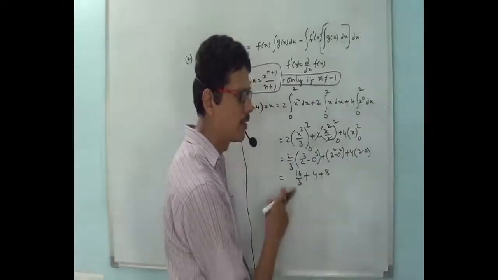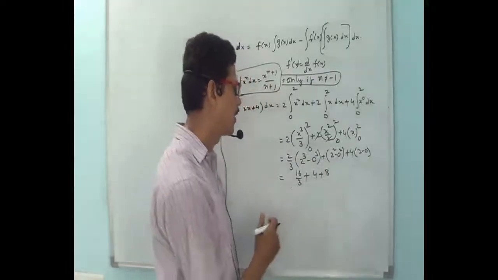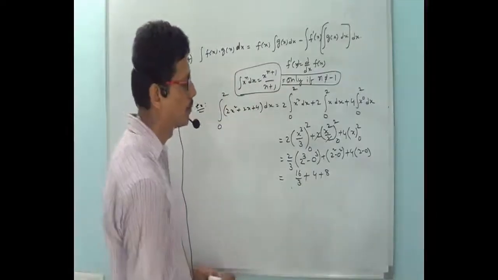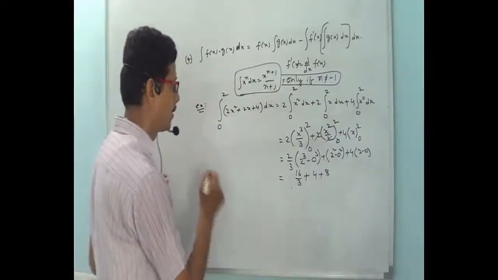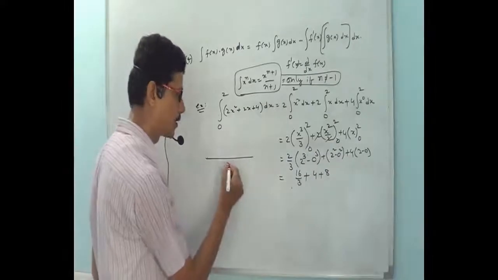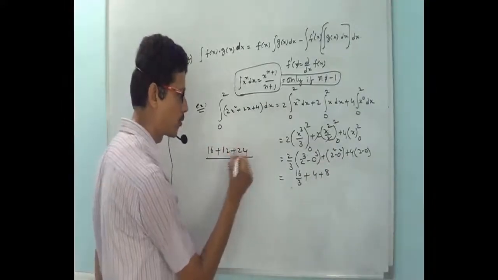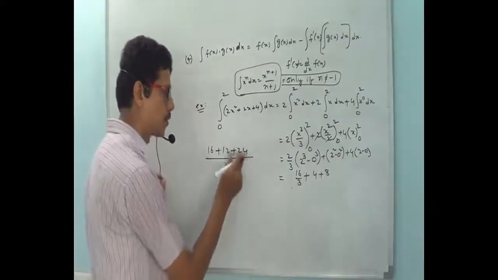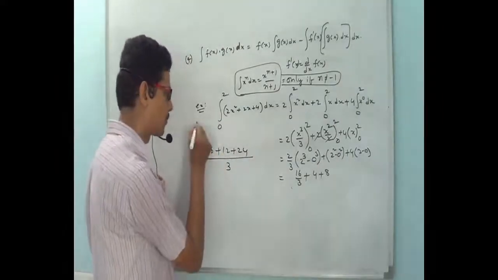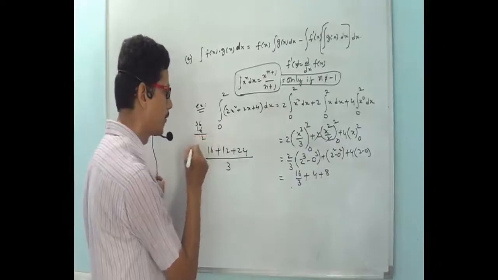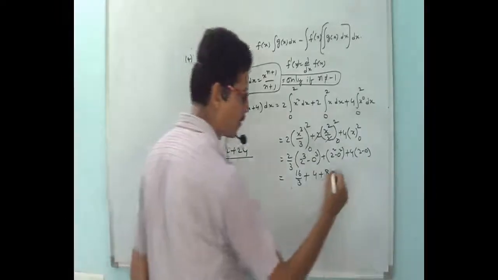Okay, and we have to take the LCM of this. What is the LCM? Here I will do the LCM part. 3 is the LCM. 16 plus 12 plus 24. What is this? 36 plus 16 is how much? 52 by 3 is the answer, okay?